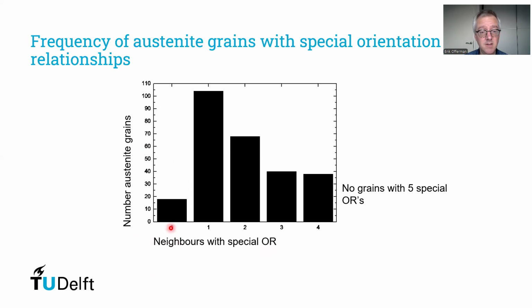Okay, then we looked at how many austenite grains have no orientation relationship with any of their neighbors. So that was a fairly small amount. Most of the austenite grains had a special crystallographic orientation relation with at least one, I should say it like that, only one. Fewer had it with 2, with 3, and very special, I would say, also with 4 neighboring grains. So an austenite grain had 4 special crystallographic orientations with 4 neighbors. And to be complete, we did not observe any grains that had a special orientation relation with 5 grains.